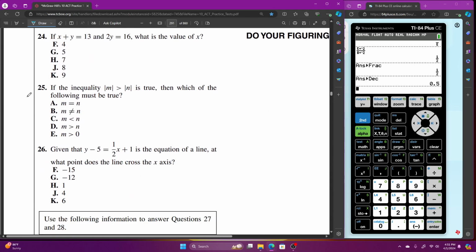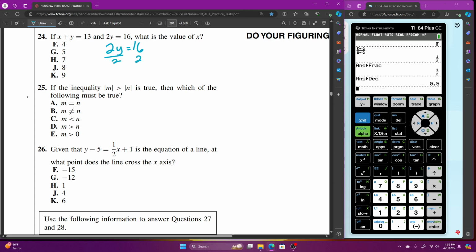And then question number 24 says, if x plus y equals 13 and 2y equals 16, what is the value of x? And this is a system of equations. It's pretty easy to solve for y if we look at the second equation. If 2y equals 16, then 1y equals what? What's the 2 and the y doing together? Multiplying. What's the opposite of multiplication? Division. So divide both sides by 2.